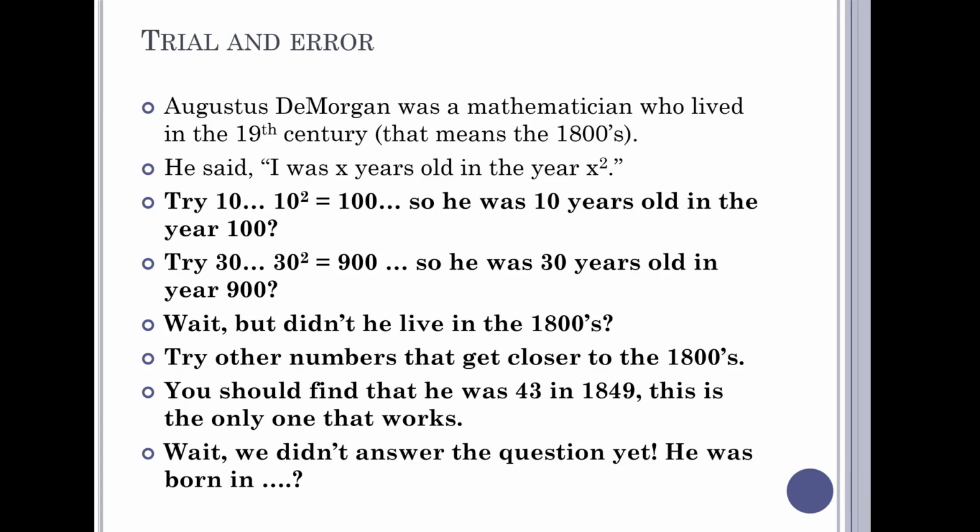Uh-oh. Oh, I hate when this happens. We didn't answer the question yet. When was he born? So, take 43 away from 1849. He was born in 1806. Why? Because he was 43 years old in 1849. So he was born in 1806. Wow.